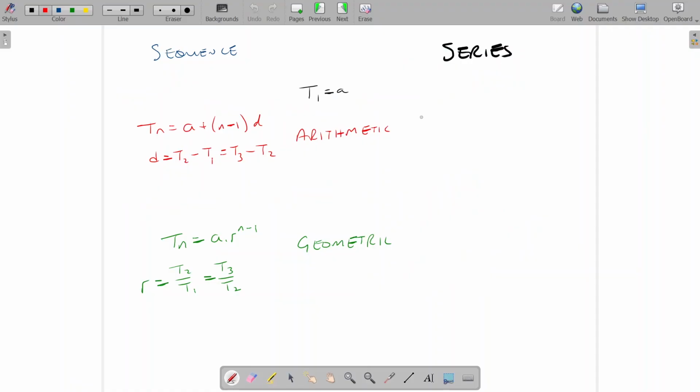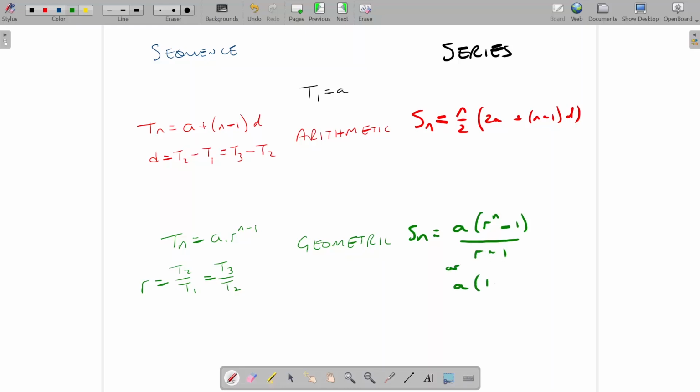So let's go back to our previous slide. Now that we know what a series is, let's look at the formulae. We have a formula that says that Sn equals n over 2 times (2a plus (n minus 1)d). And the geometric series is Sn equals a times (r to the n minus 1) over (r minus 1). Alternatively, some people write it this way: (1 minus r to the n) over (1 minus r).